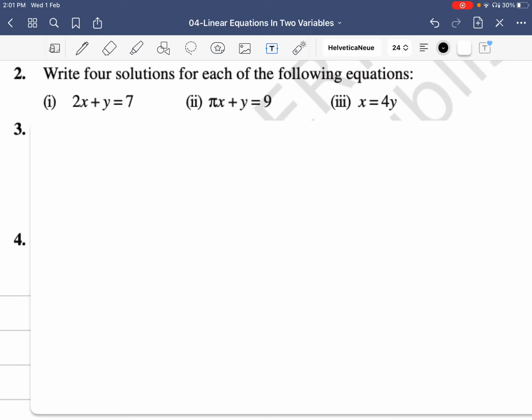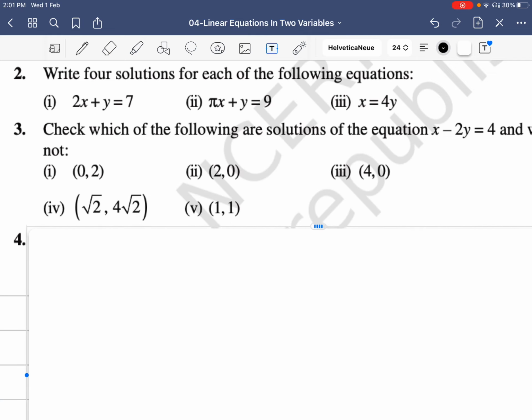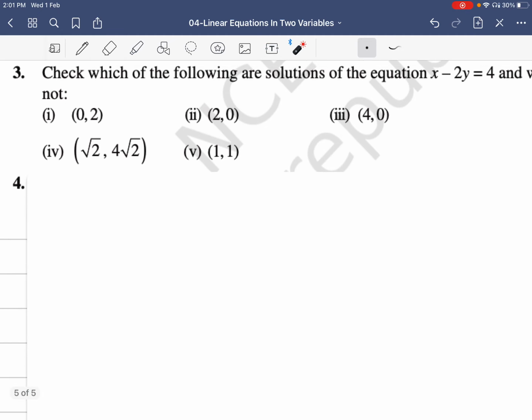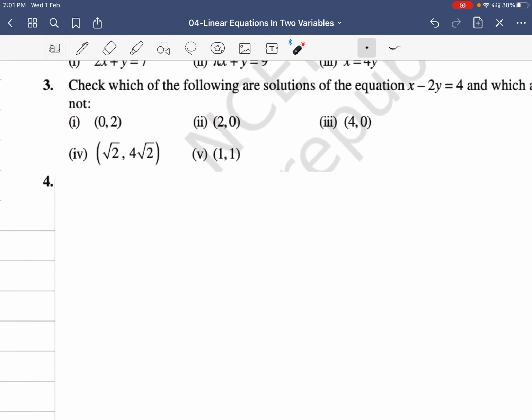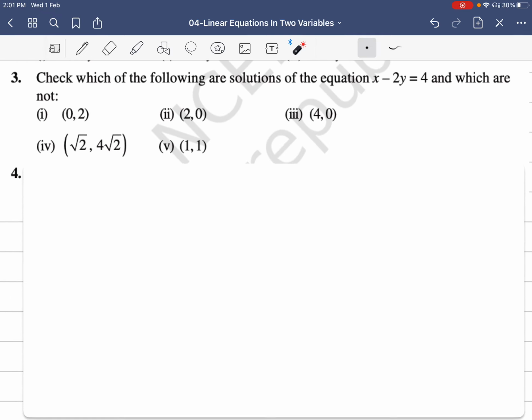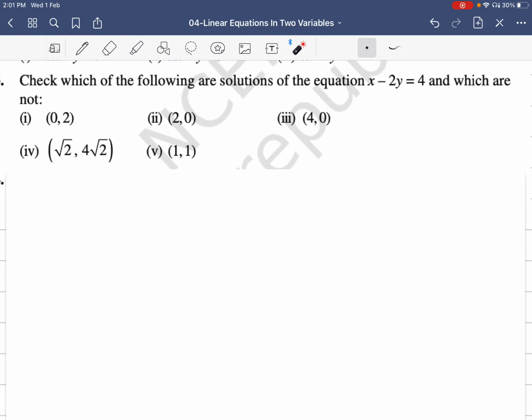Okay. Now let's move to question number 3. Yes, this is question number 3. Let's try to bring it like this. Okay, let's try to read it. Check which of the following are solutions of the equation and which are not.